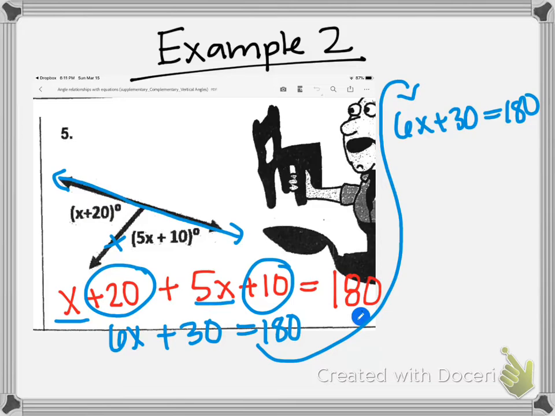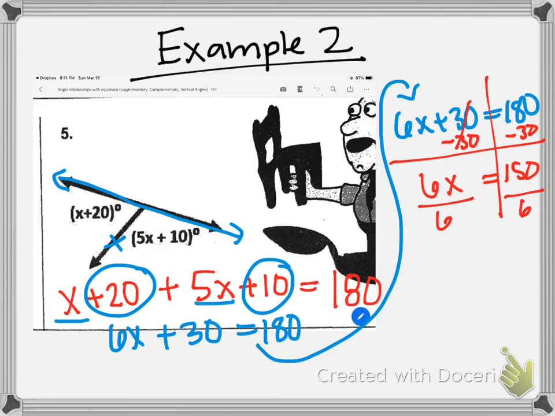Once again, I want to get the x by itself. And so here I'm going to do the inverse operation, subtract 30 from both sides. Okay, it's going to cancel out, leaving me with 6x is equal to 180 minus 30 leaves me with 150. I want to get x by itself and divide by 6 on both sides here, so that'll turn into a 1, and here when we divide 150 by 6, it's going to equal 25.